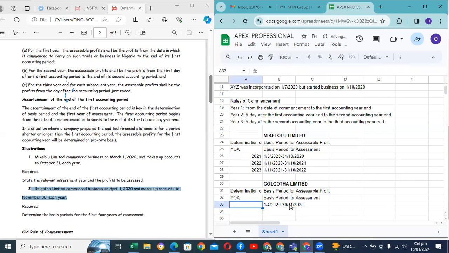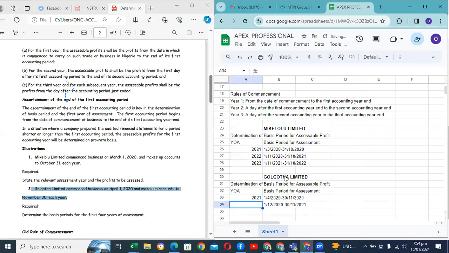So what will be the preceding year now? It will be 1st of December 2020 to 30th November 2021. Good. So the year of assessment is going to be what? 2022. Good. Please, let's do the third one.